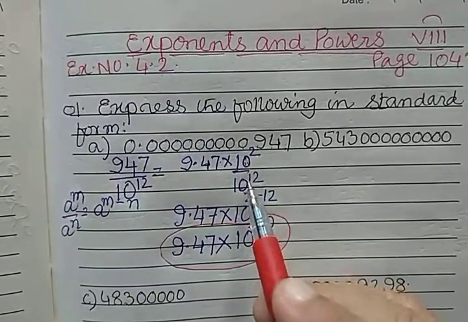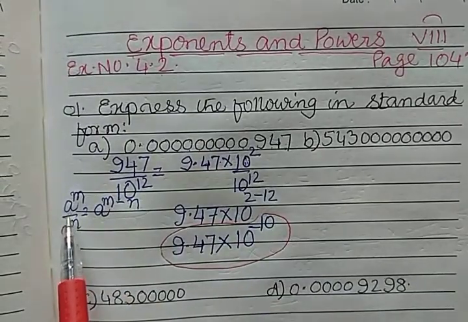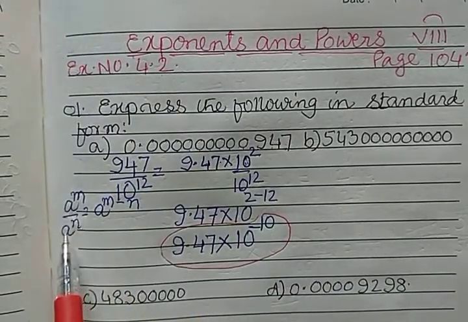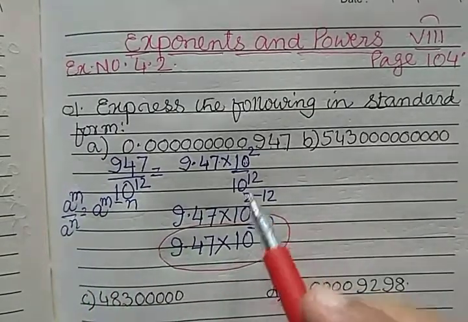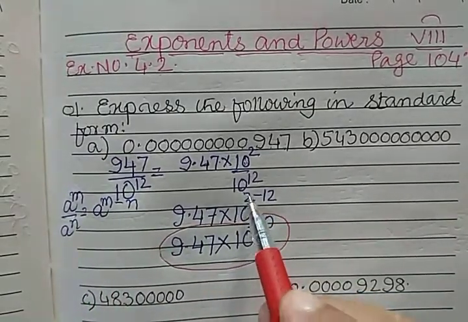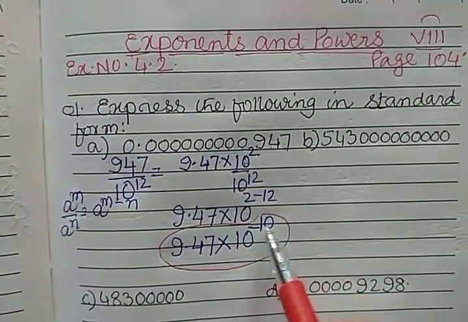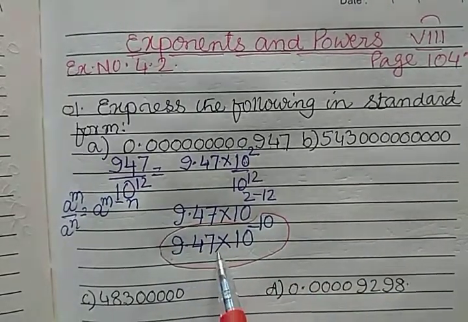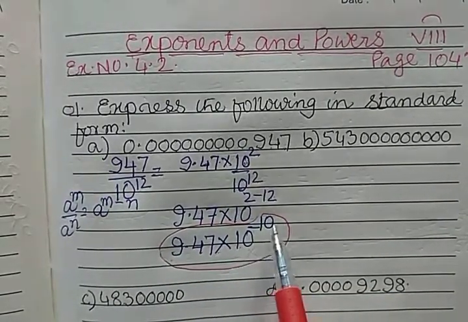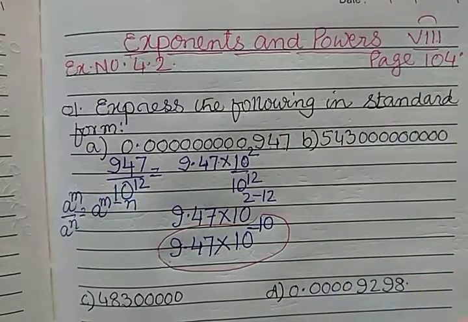Because these two have the same base, 10, you have a formula: a to the power of m by a to the power of n is equal to a to the power of m minus n. So you get 10 to the power of 2 minus 12, which means minus 10. So the value is 9.47 into 10 to the power of minus 10. Clear? Now you have one more question.